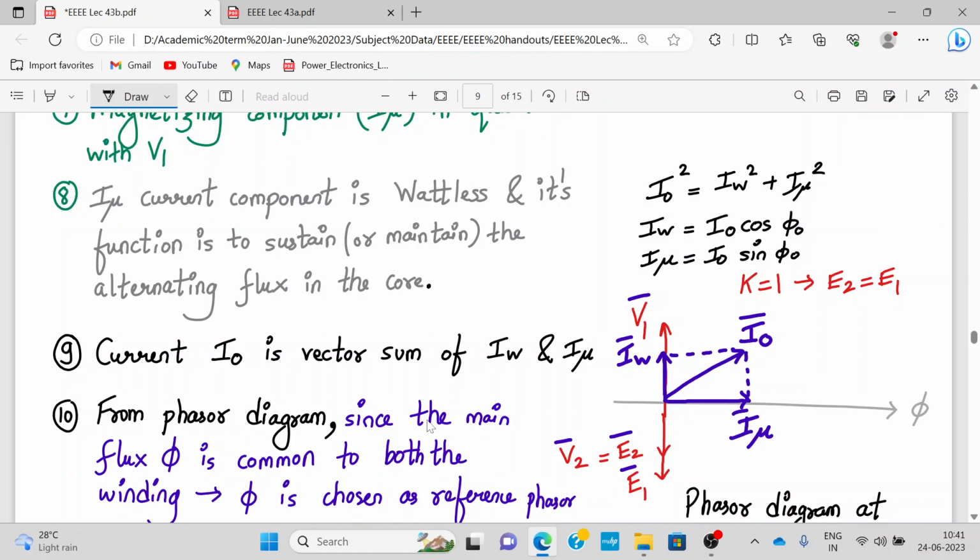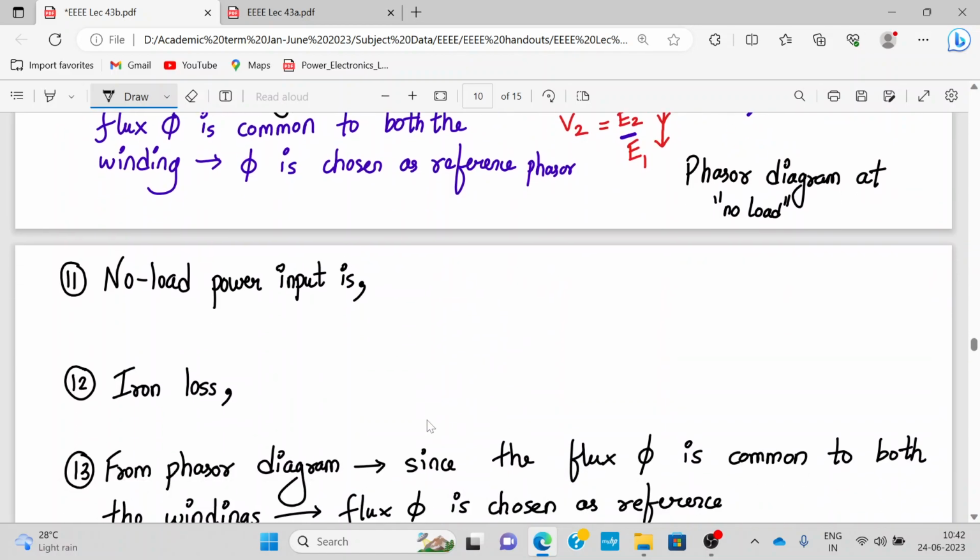Now where is phi 0? Phi 0 is marked between these. So this is your phi 0, and phi 0 is the phase angle, and cos of phi 0 is the power factor at no load. So now the no load power input will be given by W0, which is V1 into I0 cos phi 0.